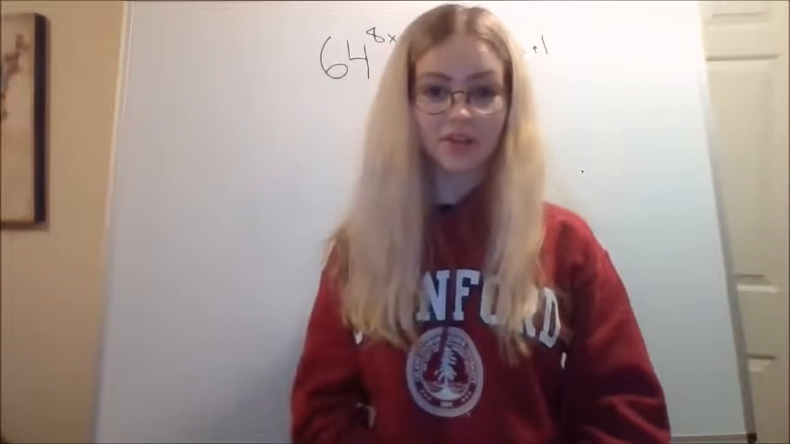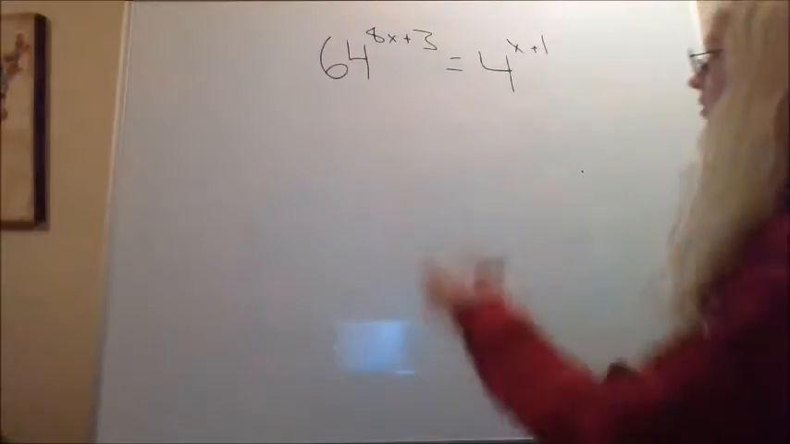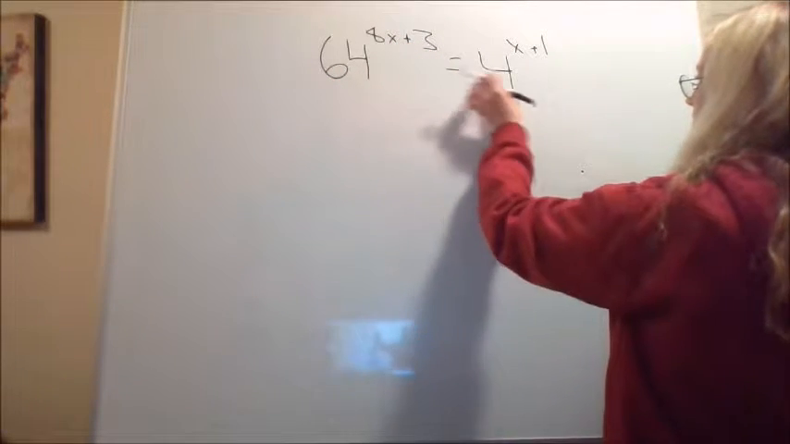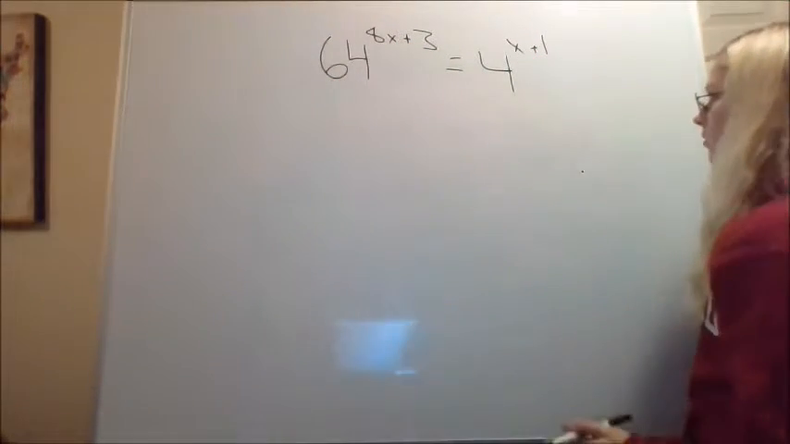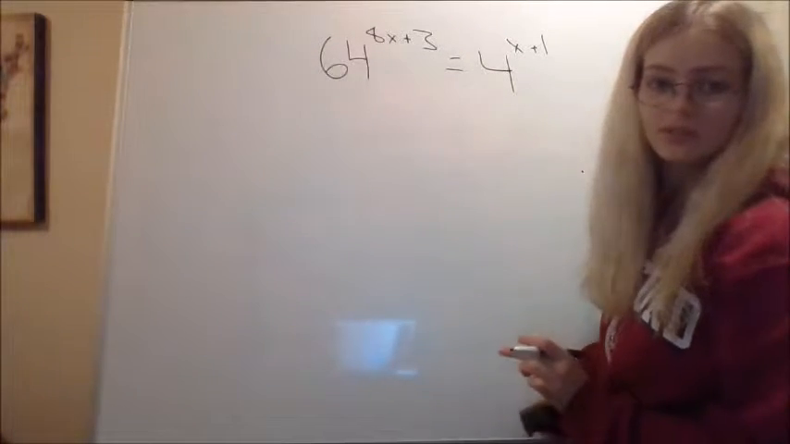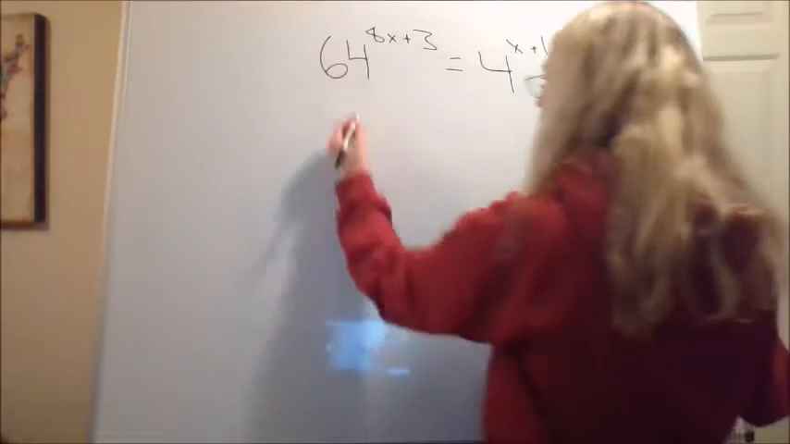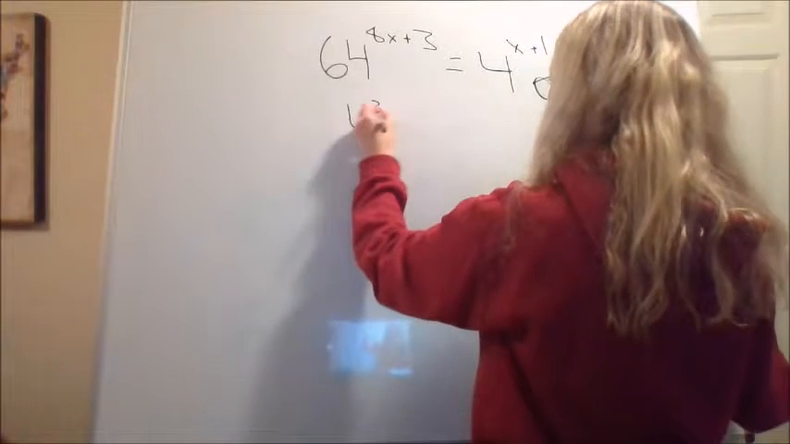Today we're going to learn how to solve exponential equations. So here we have 64 to the 8x plus 3 power is equal to 4 to the x plus 1 power. And so the first thing that we need to realize when we want to solve this is that we can rewrite 64 as 4 to the third power.